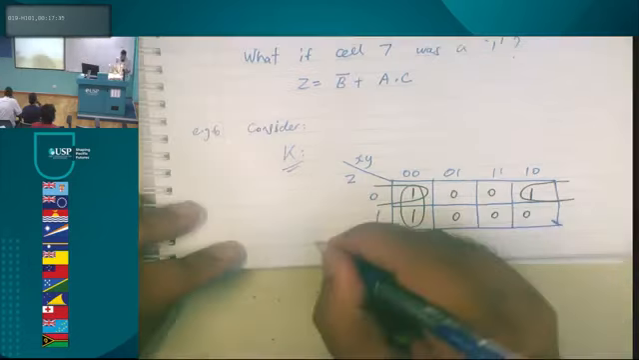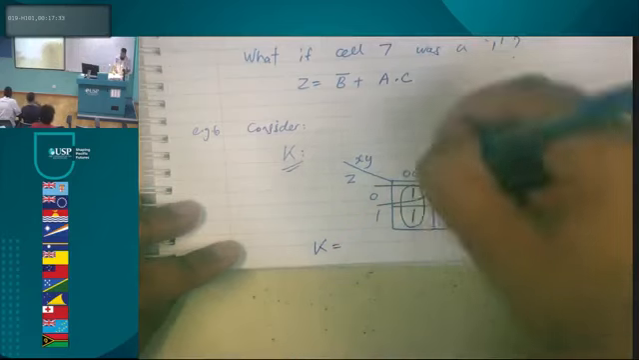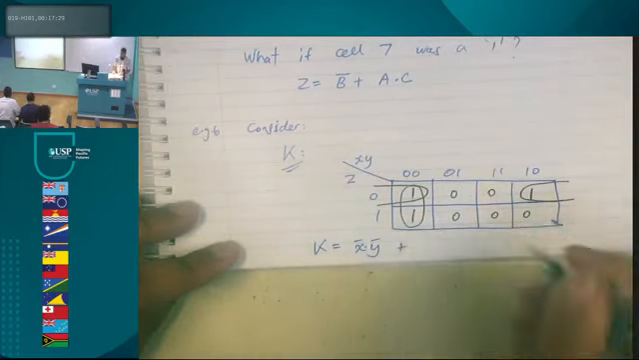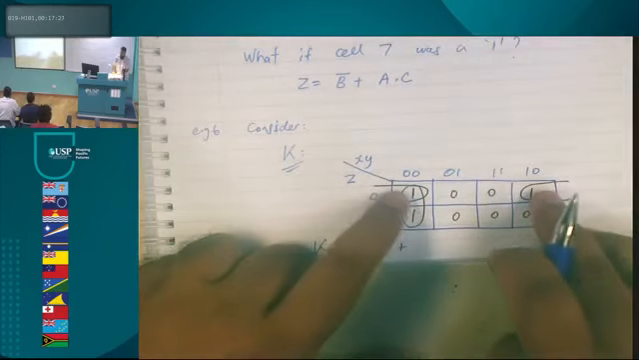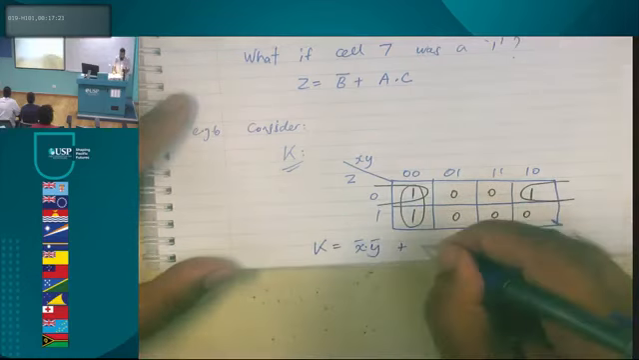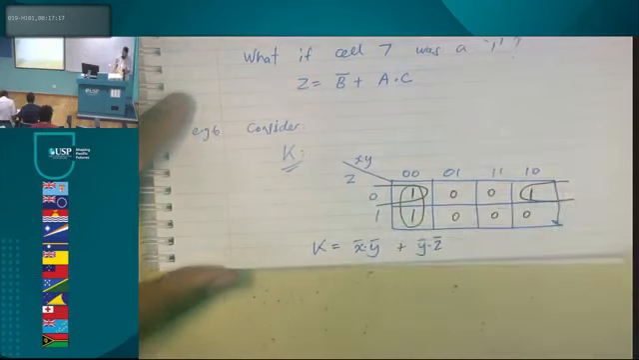So anyway, in the end, our K is equal to, what is this guy? That's X bar and Y bar. And what is these two? That's what's common in these two, this group here. It looks like a Y bar, Z bar.